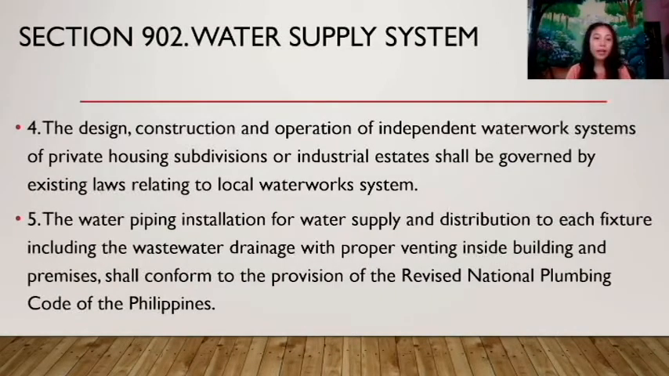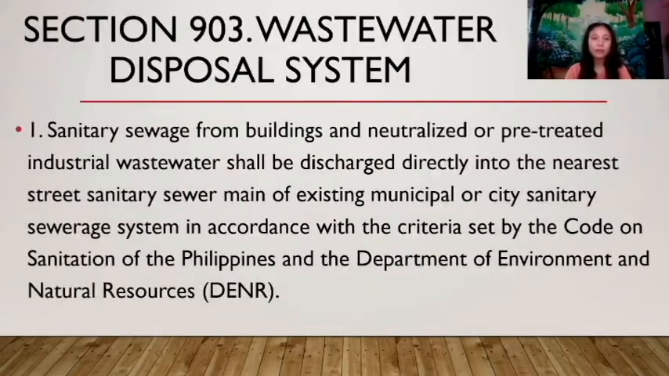Number four, the design, construction, and operation of independent waterworks systems of private housing, subdivision, or industrial estates shall be governed by existing laws relating to local waterworks system. And number five, the water piping installation for water supply and distribution to each fixture, including the wastewater drainage with proper venting inside building and premises, shall conform to the provisions of the revised National Plumbing Code of the Philippines.